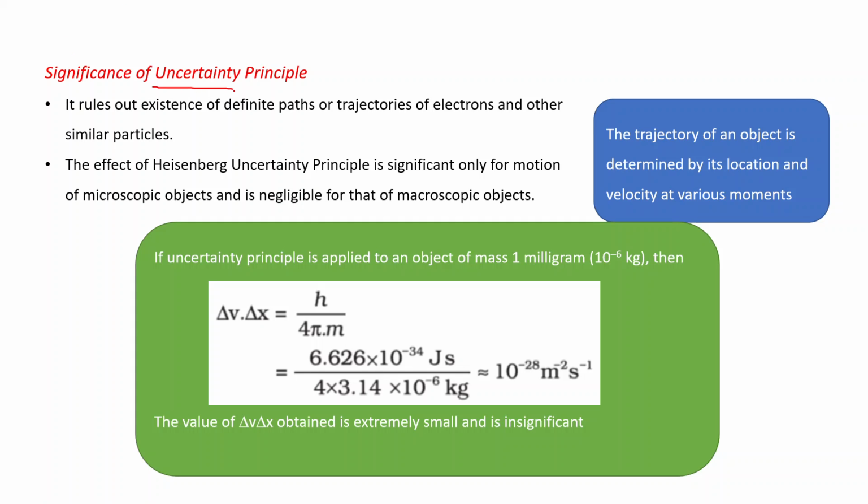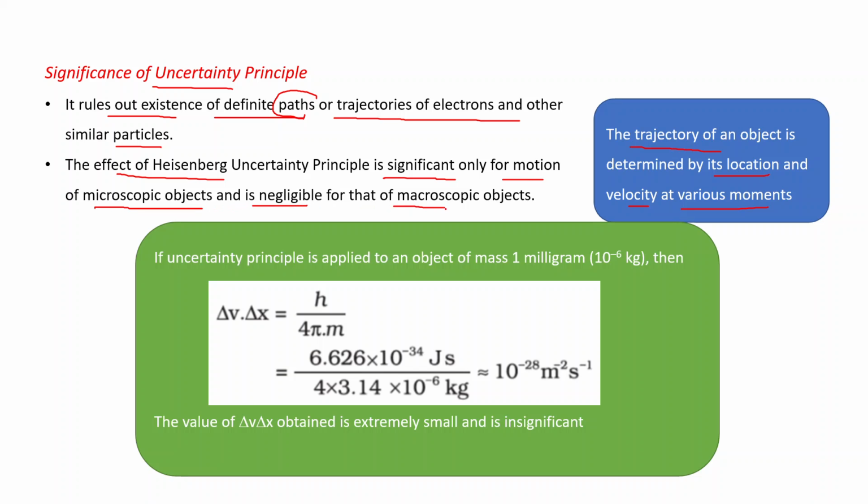Significance of the uncertainty principle: it rules out the existence of definite paths or trajectories of electrons and other similar particles. Now, what is the meaning of this path or trajectory? The trajectory of an object is determined by its location and velocity at various moments.